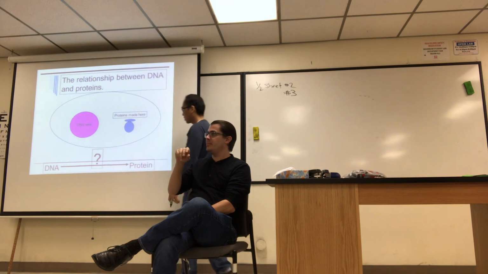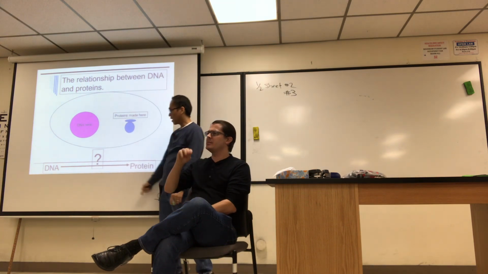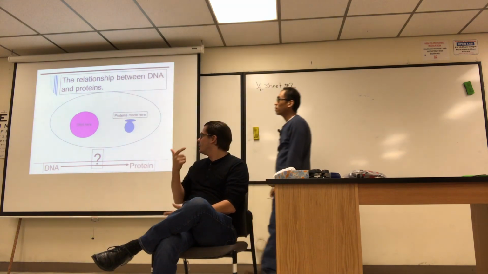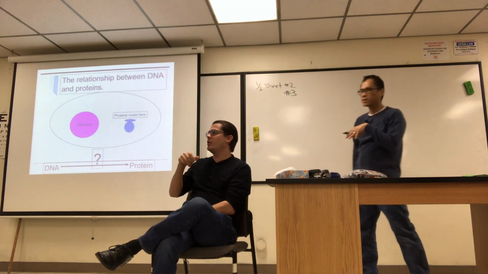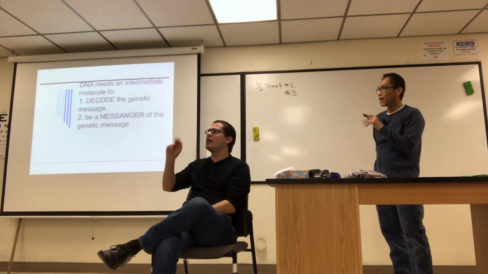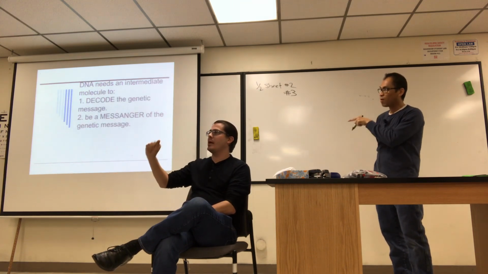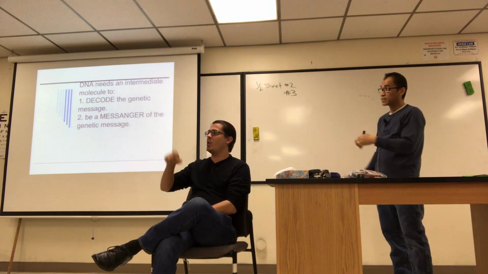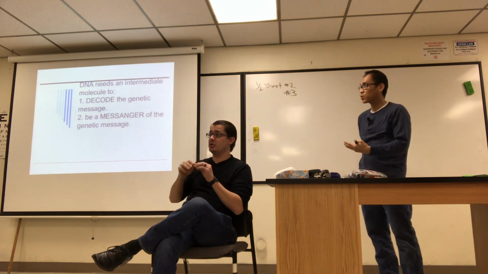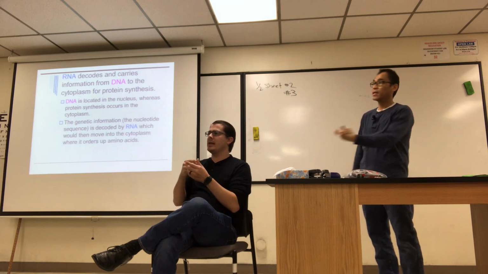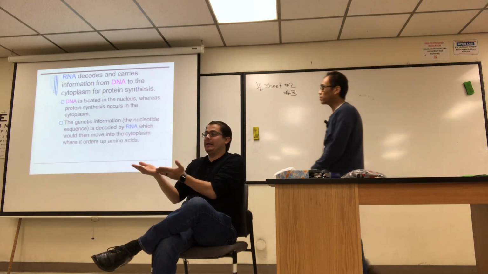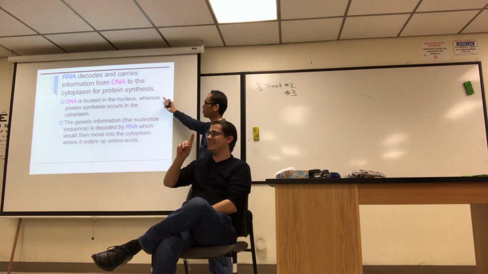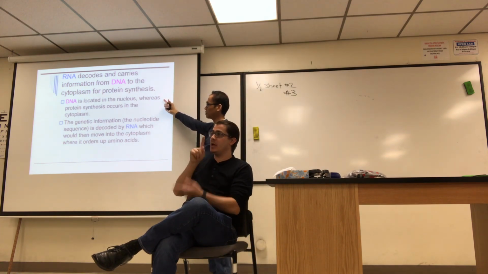So how do you go from DNA to protein? I've kind of already answered my own question. I just want to see if you can remember. Which kind of RNA is it? It's the mRNA, right? So you need a molecule to decode the genetic message. That's transcription. Then you need a messenger molecule to take it from nucleus to cytoplasm. So RNA decodes and carries the info from DNA to cytoplasm for protein synthesis.